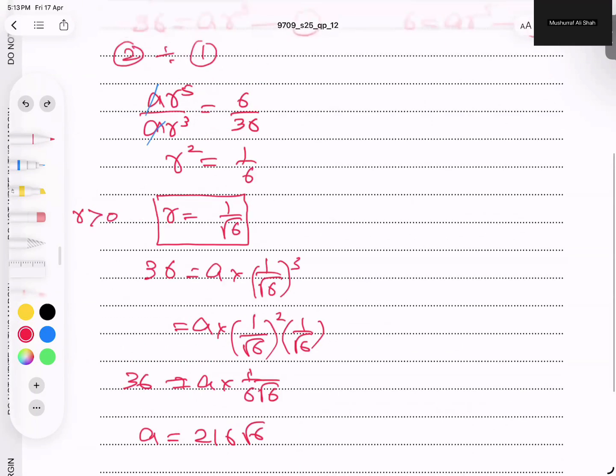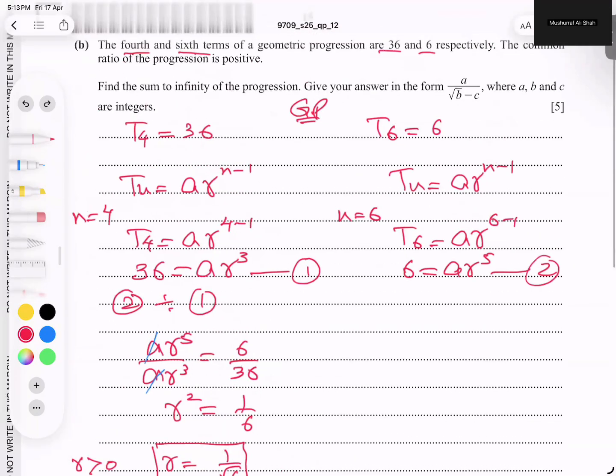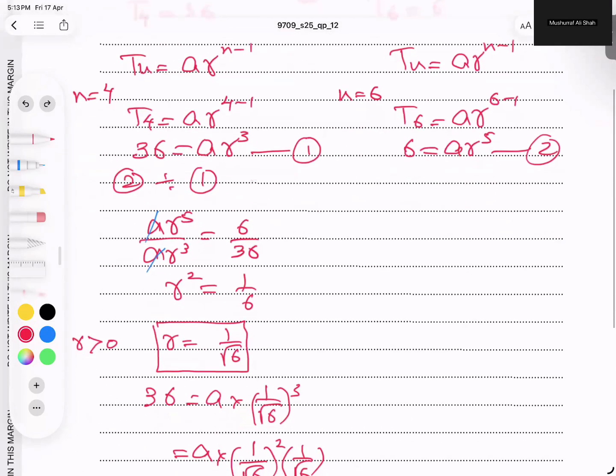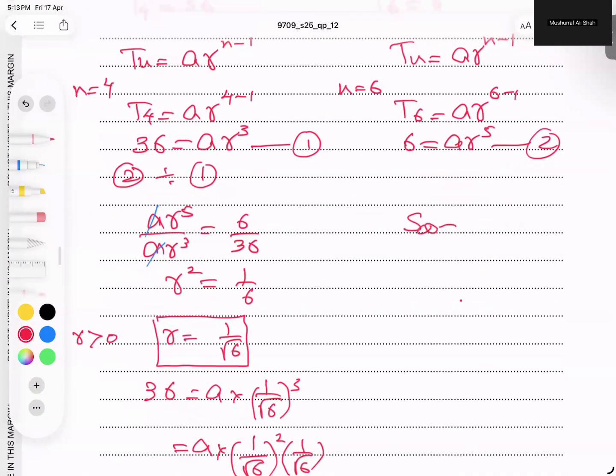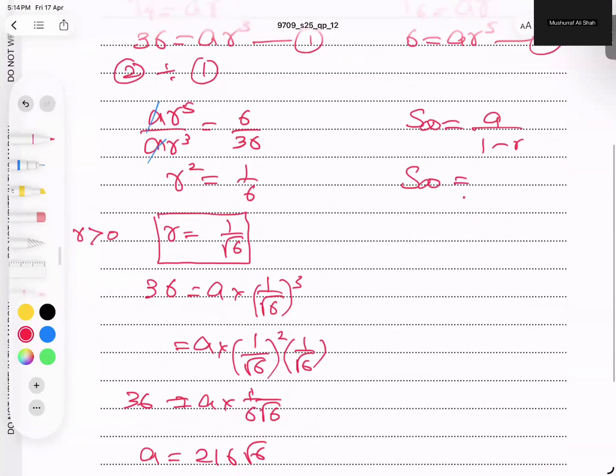After this, what is the next plan? We have A, we have R. What are we looking for, students? We are looking for basically the sum to infinity. So what is the method to get the sum to infinity? The sum to infinity formula we have here: A over 1 minus R. So in the sum to infinity, A is what? I just got it, 216 root 6. And 1 minus R is 1 over root 6.